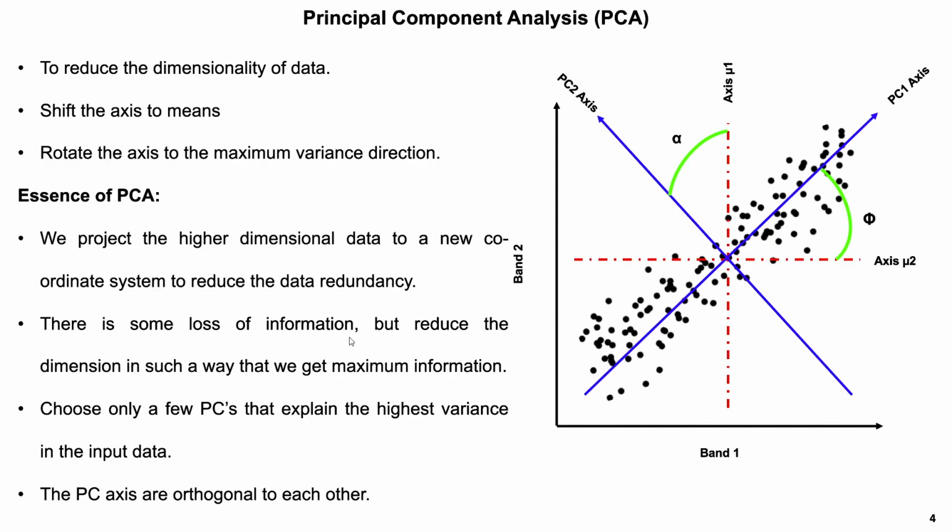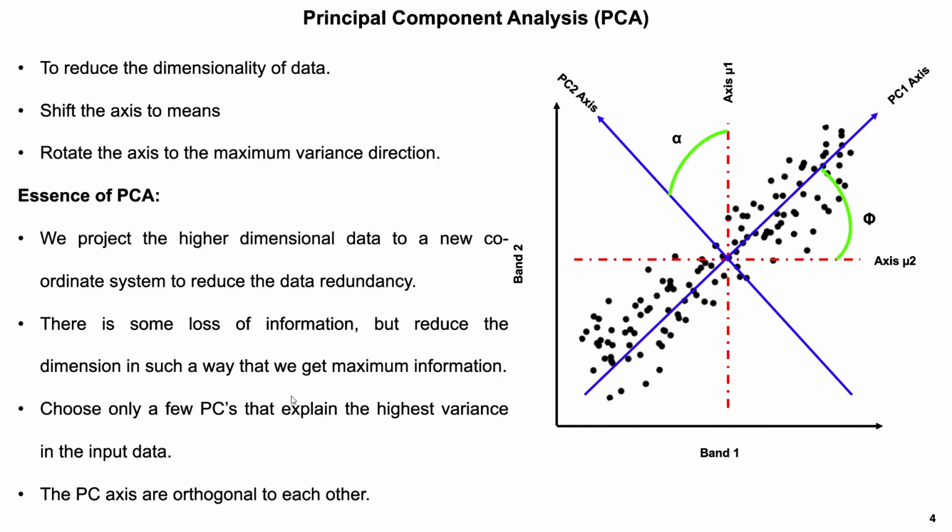Here when we do that, there is some loss of information, but we should reduce the dimensions such that it is able to capture the maximum variability in the data, and we will be able to get maximum information out of it. And when we do the analysis, we will get a number of principal components. So maybe let's say 5 or 6 components.